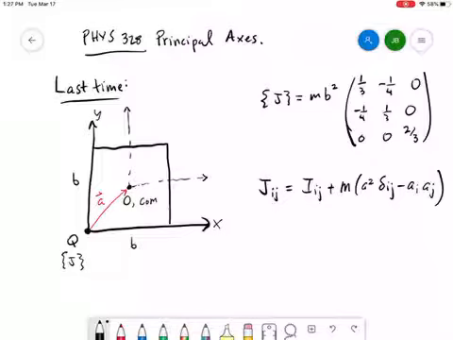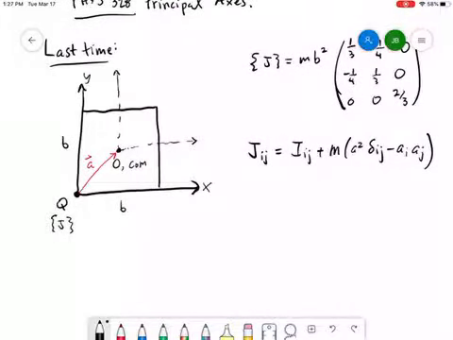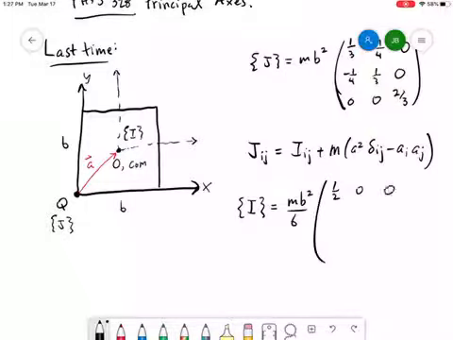And we did that, and something nice happened. We found that when we did that, the inertia tensor that we calculated was diagonal. And it looked like this. So there's some coefficient, and then we had only diagonal terms, or elements that were non-zero. Okay, good.